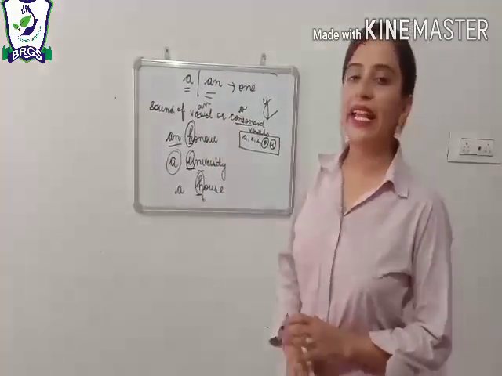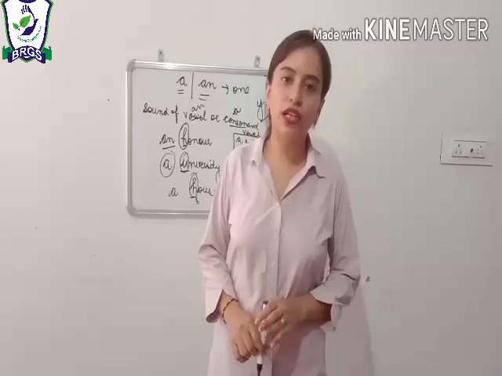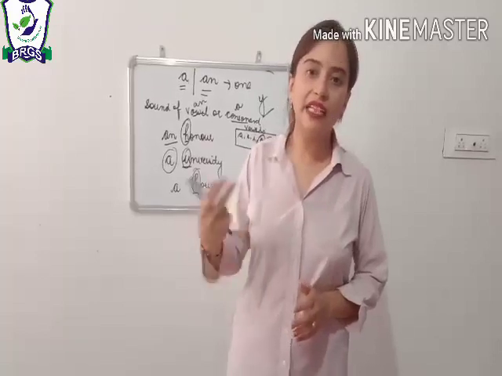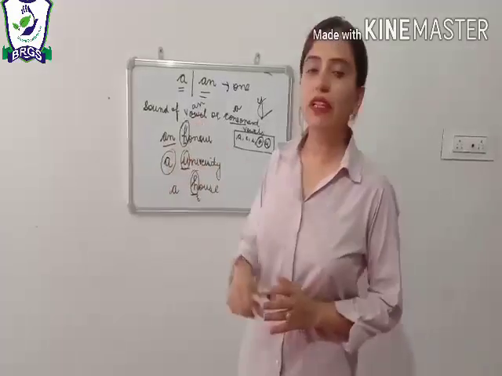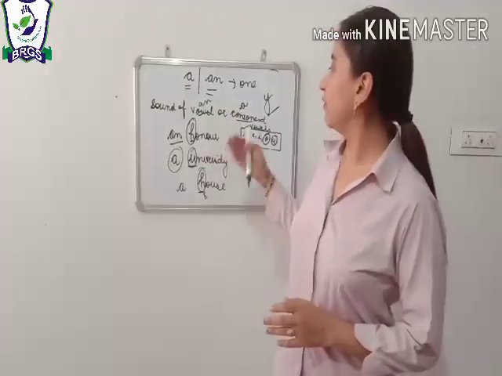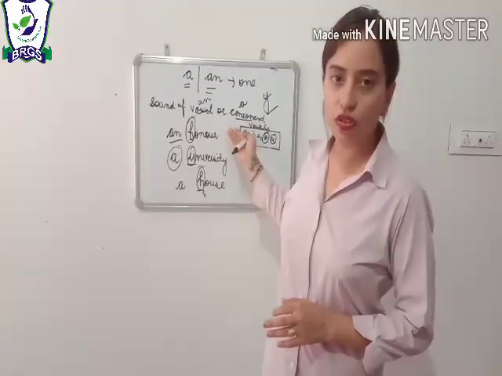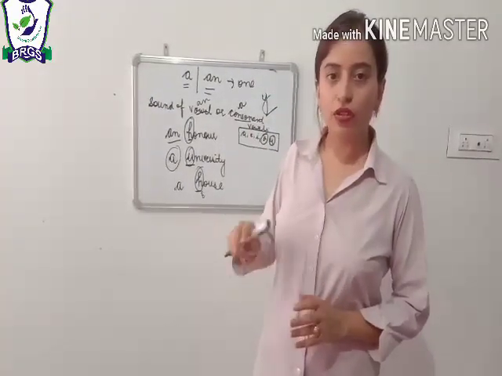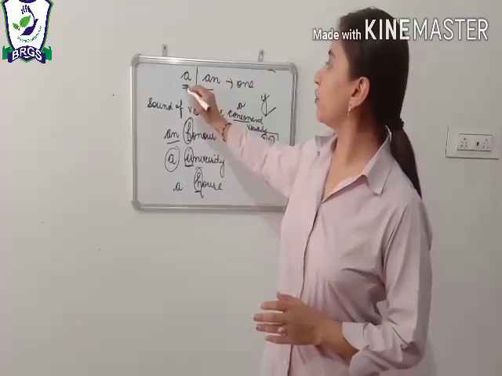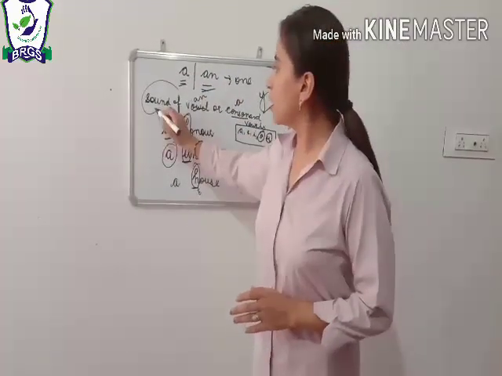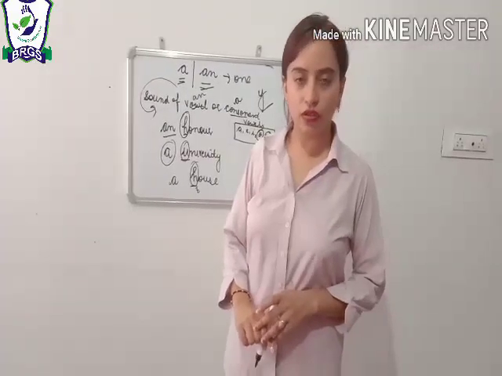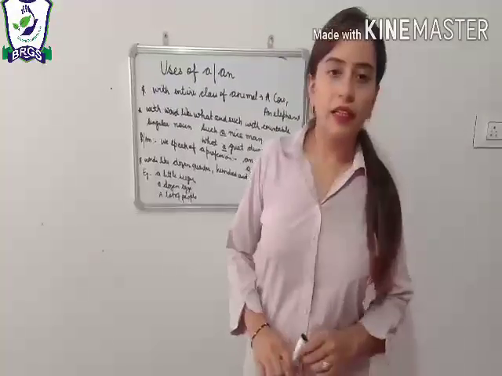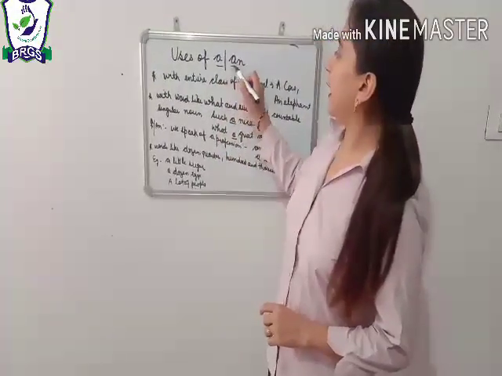So the usage of a and an completely depends upon the sound of vowel or consonant. If a word is starting with the sound of vowel, then it will carry an as article, and if it is starting with the sound of a consonant, it is carrying a as article. Understood? So the whole concept of using a and an depends upon the sound of vowel or consonant.